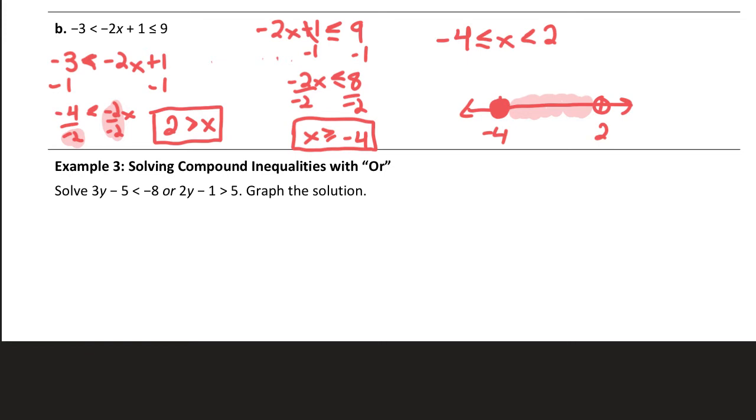So and inequalities are a little more tricky because you have to know how to rewrite them as 2 separate inequalities. Or inequalities, on the other hand, are a little, I think, simpler to write because they're already separated. So I can rewrite these more easily as 2 separate inequalities to solve.